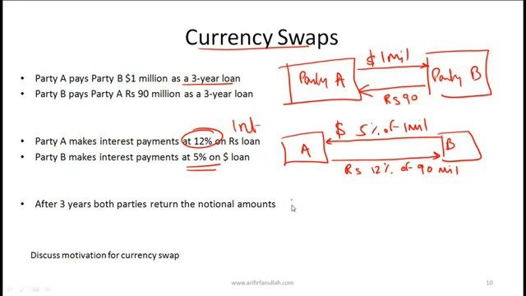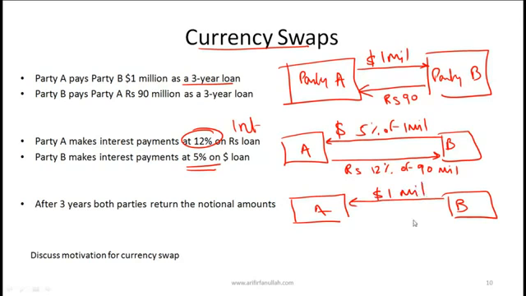And then after 3 years, once this currency swap is over, we swap back the notional principal. So initially A had lent 1 million to B, so B now returns the $1 million, and Party A returns the 90 million rupees. So that's a very simplistic currency swap. In this swap, we assumed a fixed rate for both currencies.